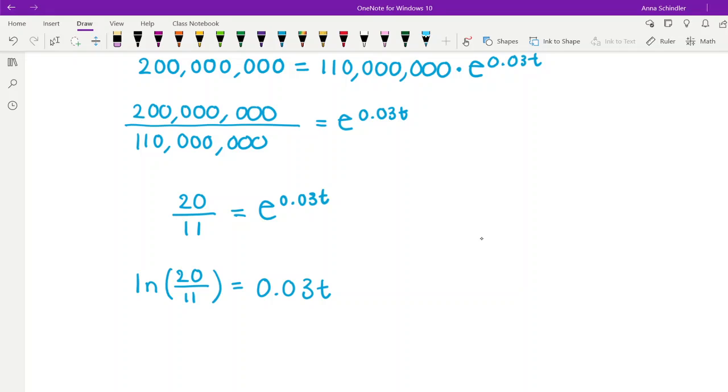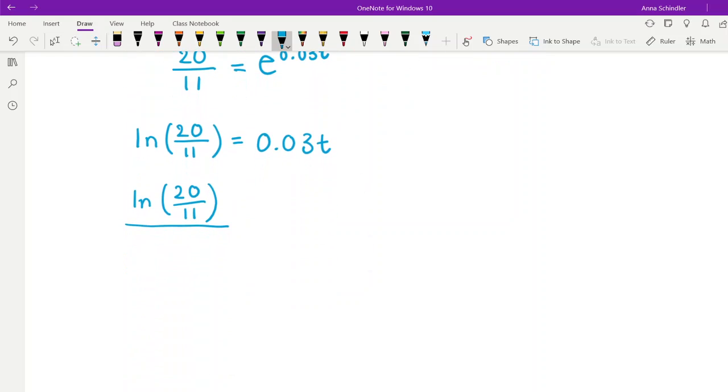Okay, so now we're almost done. We're trying to solve for t, so we want to divide both sides by 0.03. And so we're going to get ln of 20 over 11 divided by 0.03 is equal to t. Now, in these problems, we're usually going to want to type into a calculator because we want to get like a real idea of how many years that is. So if you type this into a calculator, you should find that it is about 19.93 years.